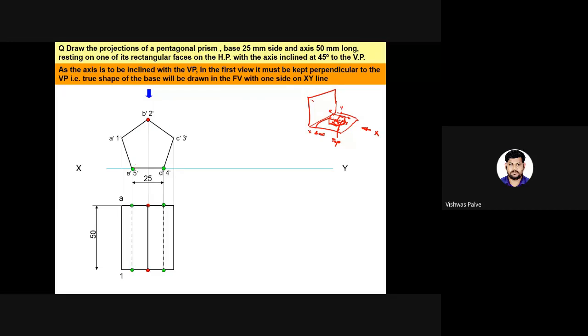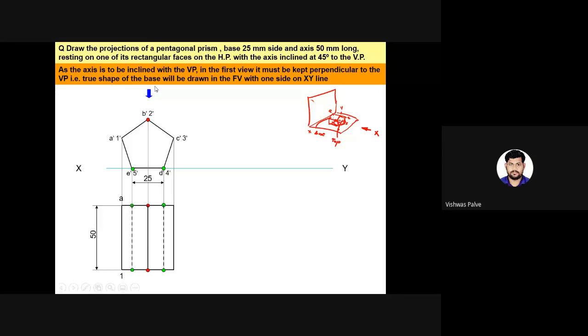Just imagine that we have a pentagonal prism with us, and we are keeping it on the horizontal plane in such a way that it rests on one of its rectangular faces, like a compass box or a toy. When we observe it from here, what will happen? We are going to get the true shape of the base, so we can draw that.